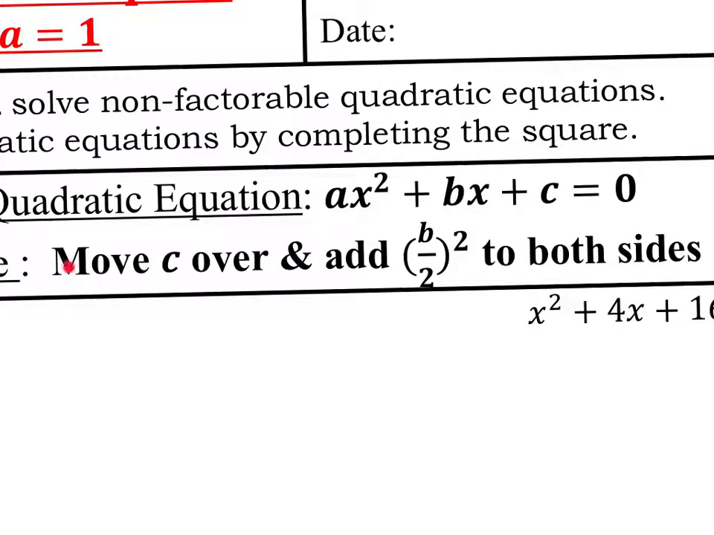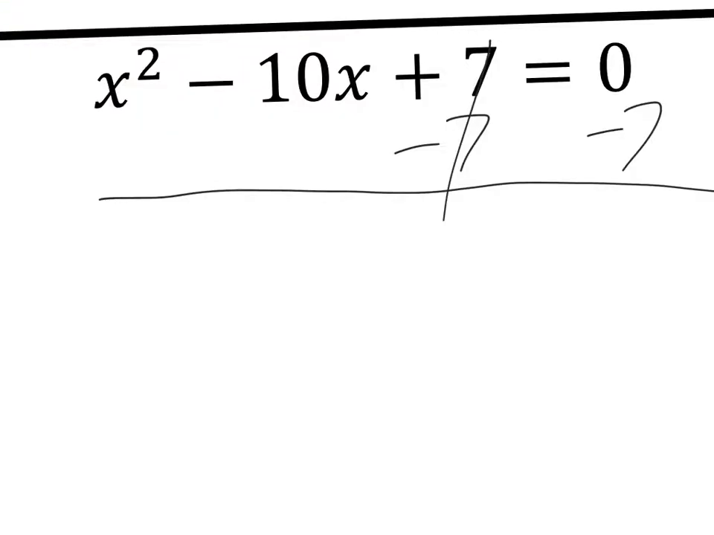Remember, every time you start off a problem by completing the square, you're always going to move that c term over to the other side, and then you will add a b over 2 squared value to each side and proceed from there. So on this first example, the first thing I'm going to do is move the 7 over to the other side. I'm going to write x squared minus 10x, leave a little bit of space, and then write equals 0 minus 7, which is negative 7.